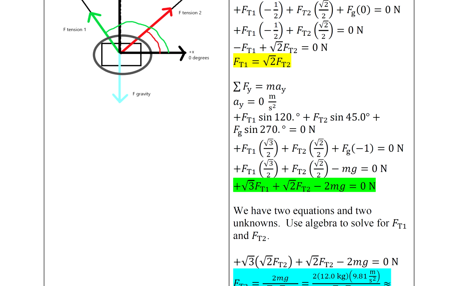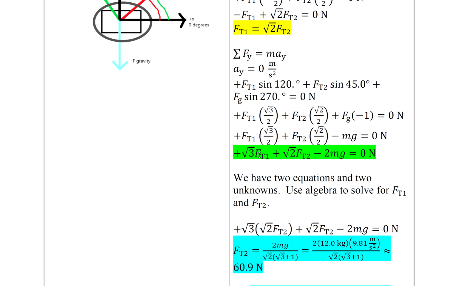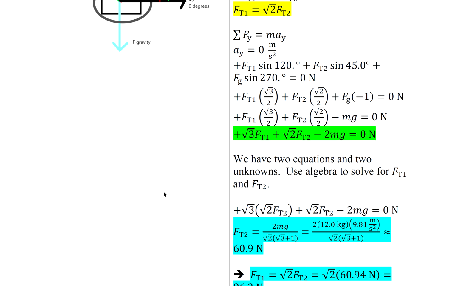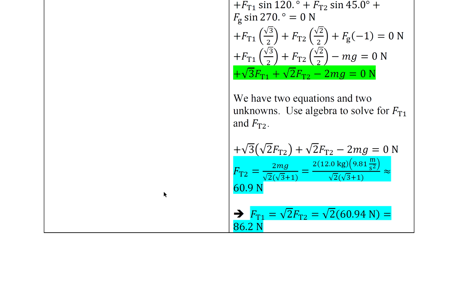So, what do we do? We could substitute this yellow equation into the green equation. So FT1 equals root 2 FT2, we could put that here. And then we could solve for FT2. And once you find FT2, we could substitute it back to find FT1.